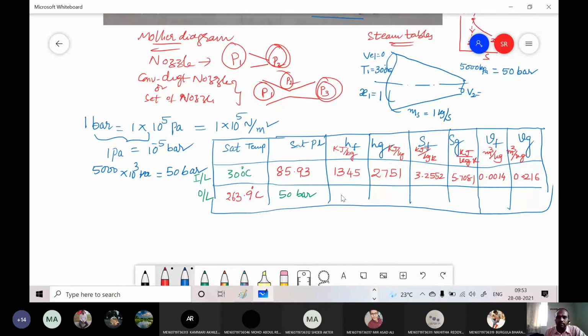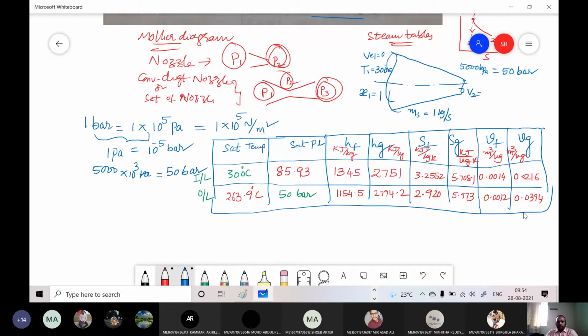HF is 1154.5. Next, HG: 2794.2. Then SF: 2.920. Next, SG: 5.9734. Next, VF: 0.0012. Then VG: 0.0394.